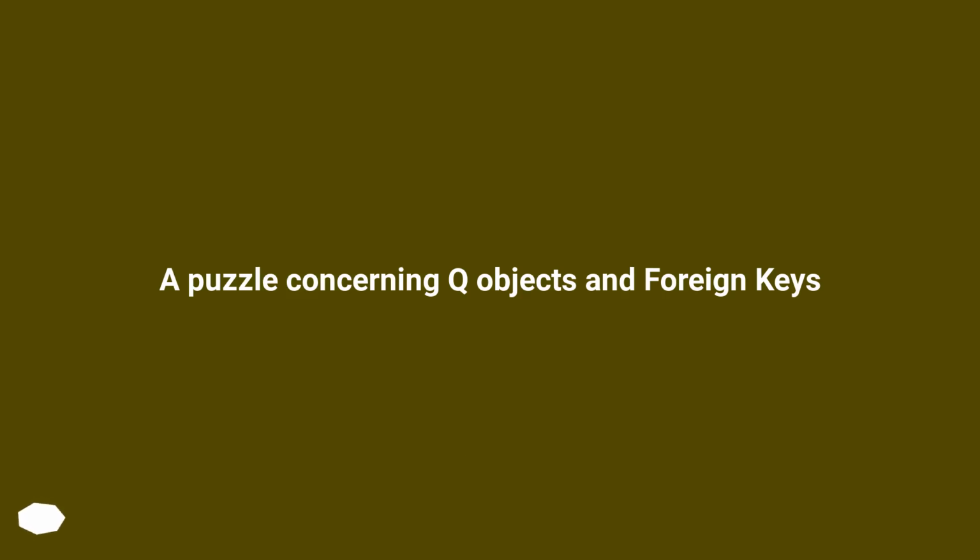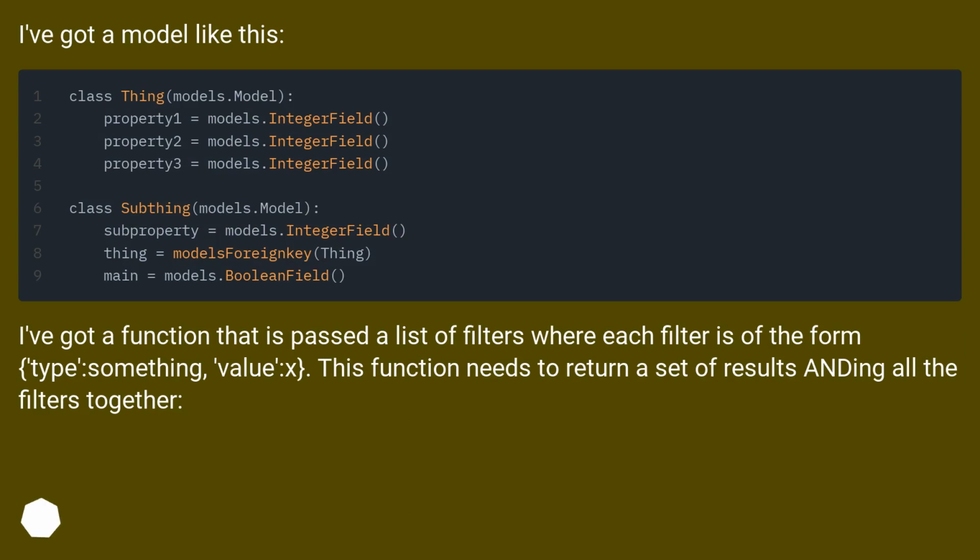A puzzle concerning Q objects and foreign keys. I've got a model like this.